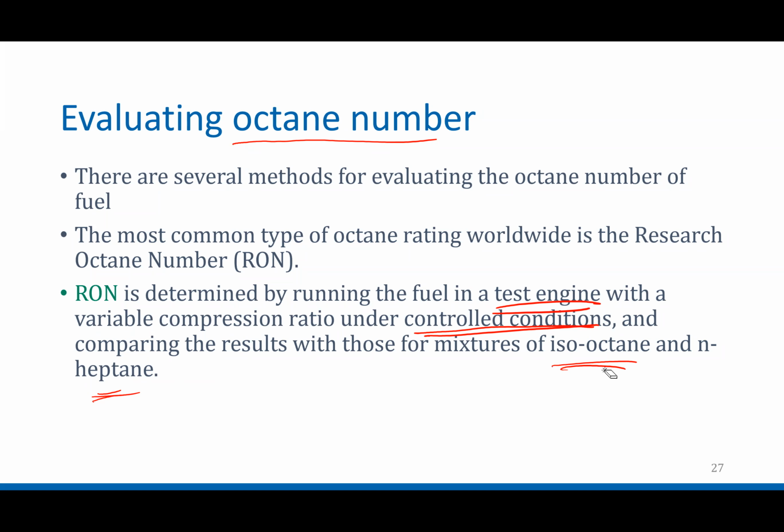Now, what do you need to know from this slide? If I asked you guys, how does someone determine octane number? They run the fuel in a test engine under controlled conditions. I mean, that's how most things in science are evaluated. If I want to test something, I use it, or we would say run it under controlled conditions. It could be standard pressure, temperature, volume, all sorts of things.